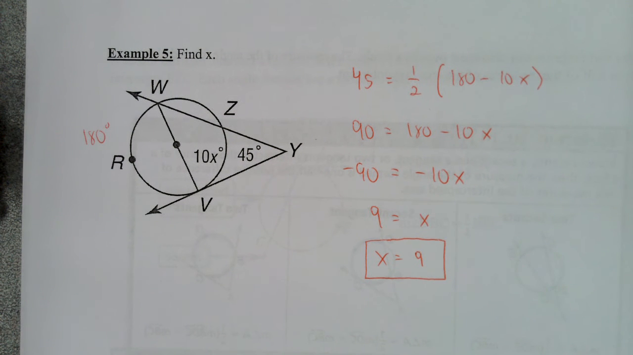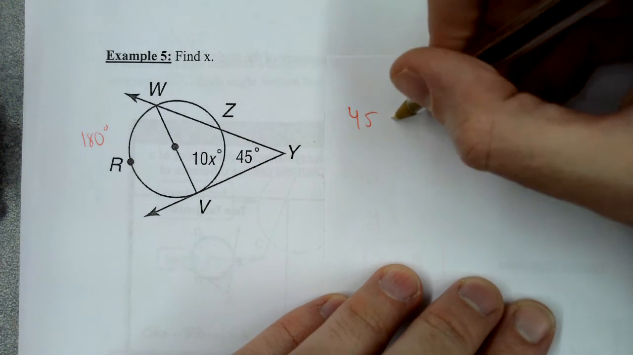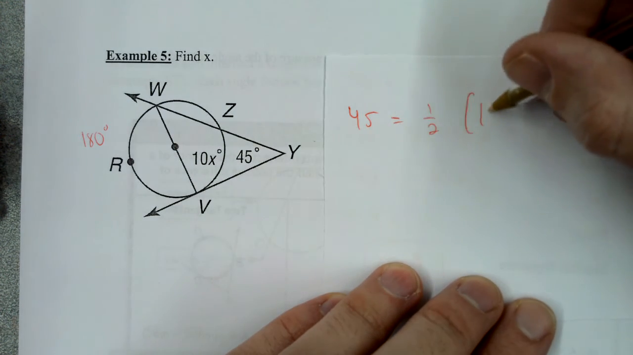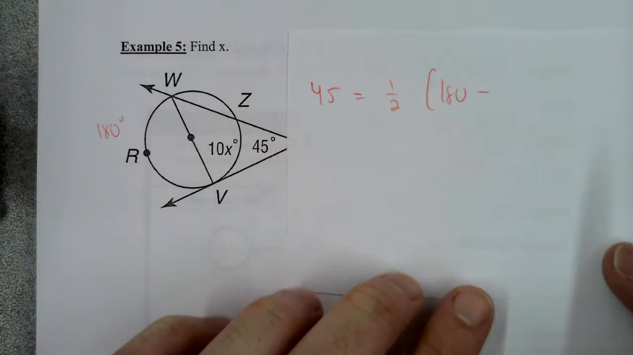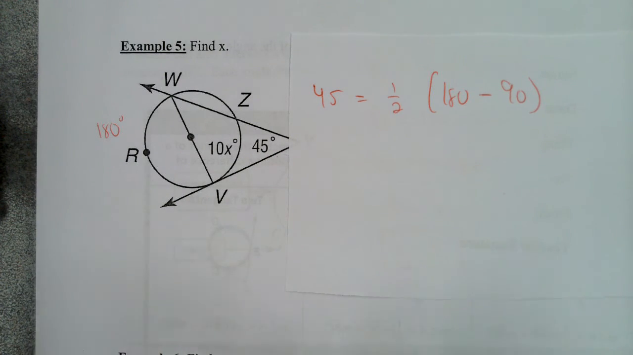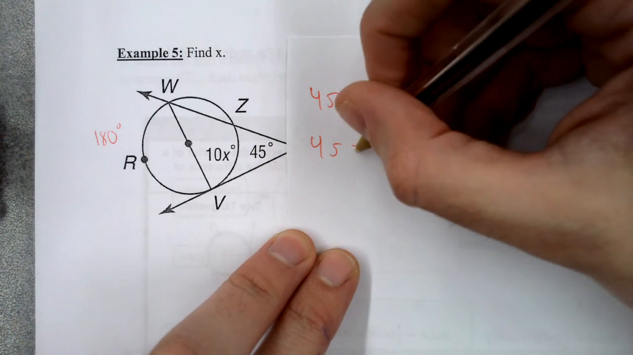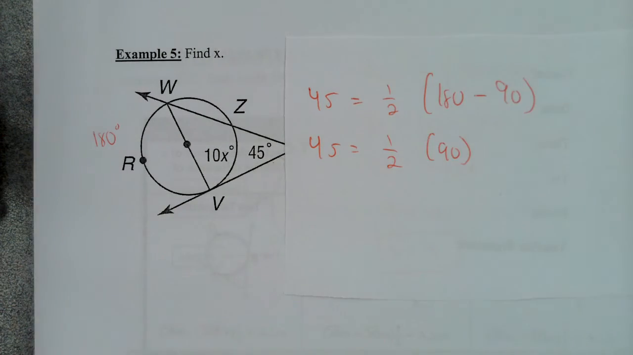That one should actually be pretty easy to double check. If you want to double check that, 45, does that equal 1/2 of 180 minus x, where x was 9, so that's 90? And yes, that works, because 45 does equal 1/2 of 90, because that's just 45.